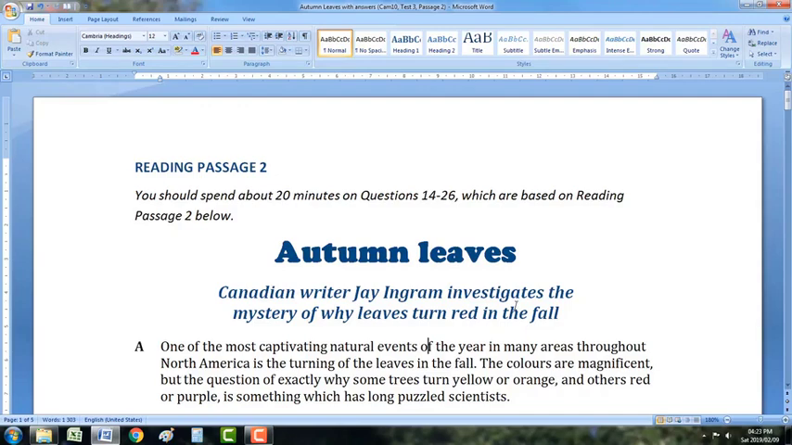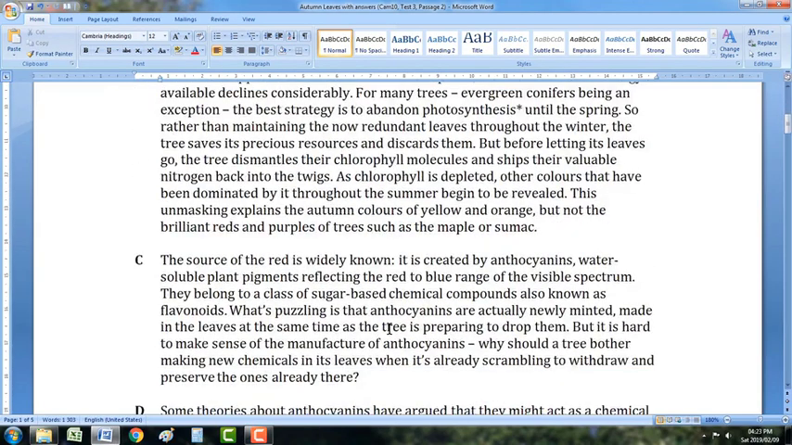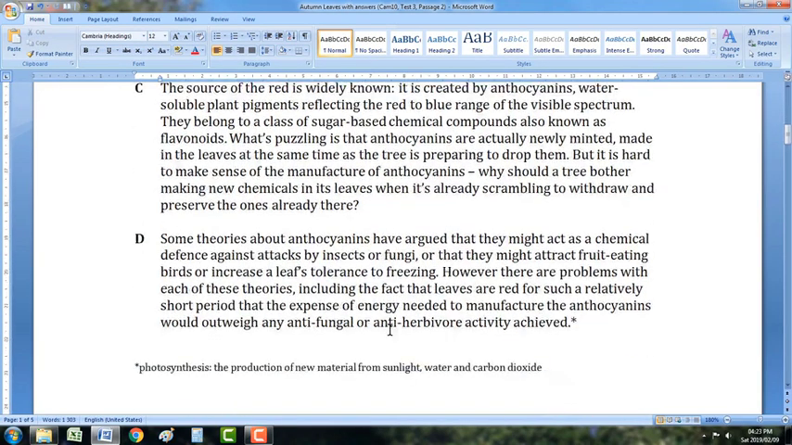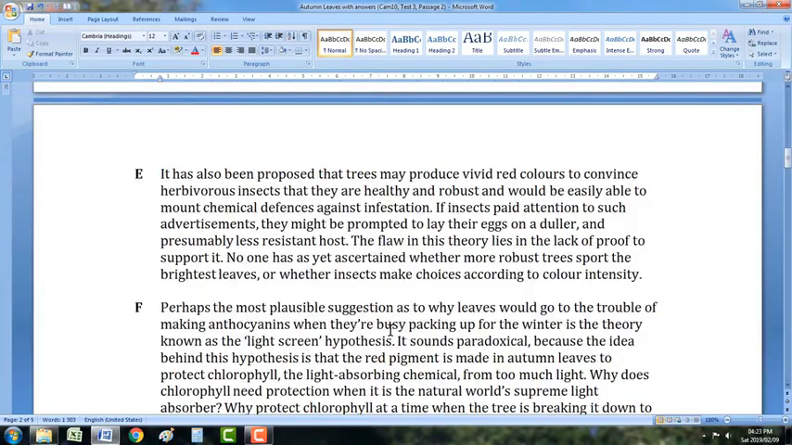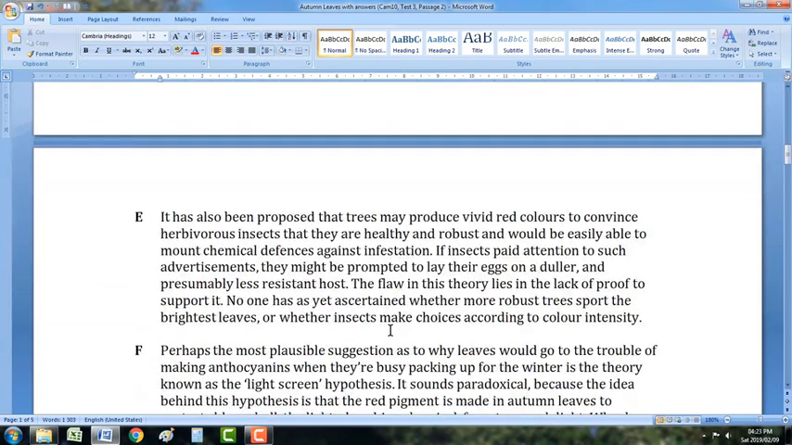Okay, on to passage 2, autumn leaves. Now, I actually hate this passage. My students do very badly in this passage. It's difficult for a number of reasons. It shouldn't be that difficult, but IELTS have done a couple of nasty tricks about where they take the questions from. That's the first thing.